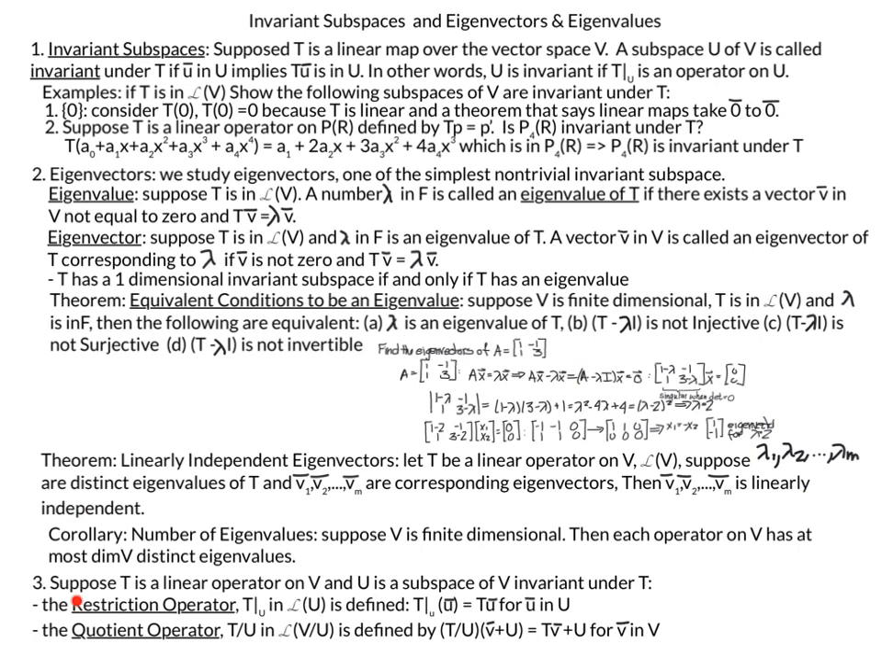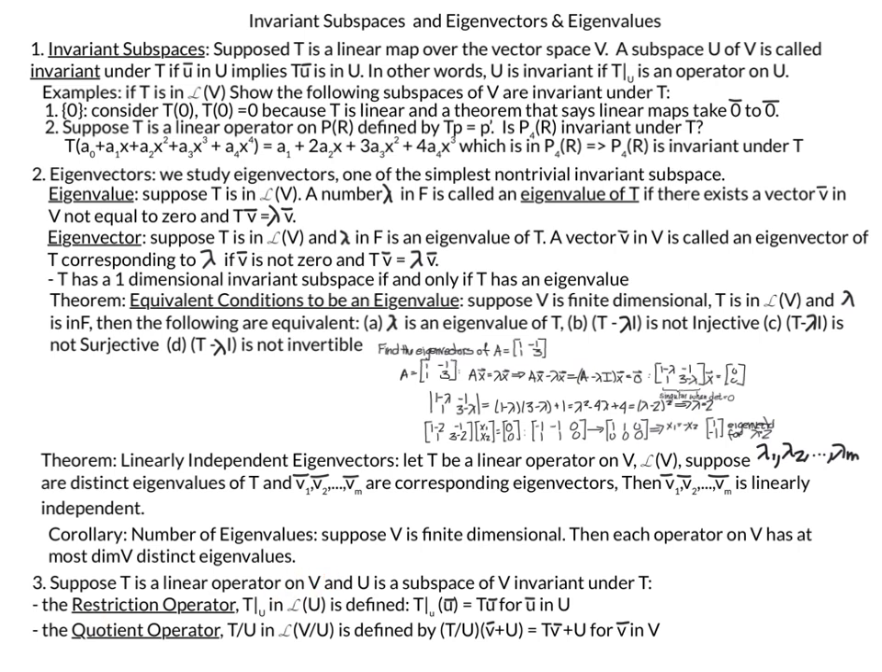Our last topic is the restriction operator and the quotient operator. Suppose T is a linear operator on V and U is a subspace of V that is invariant under T. Then the restriction operator, that is T restricted to U, in the space of linear operators on U, is defined as follows: T restricted to U takes a vector u and it equals T of u, for u in U. Because U is invariant, this T of u will stay in U. So we still have an operator.